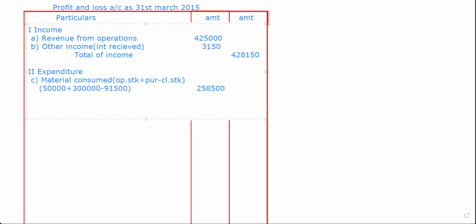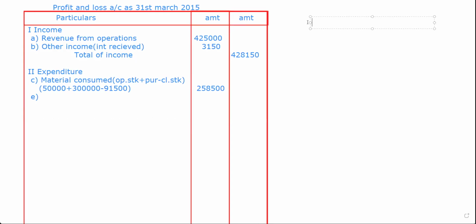Now, once I'm done with this, next after C is D, which we will postpone a little bit. We'll go with E. E is nothing but employee benefit. In this employee benefit, I have been provided with three items: wages, salaries, and bonus. He has also given me information about other expenses. So that's the reason I'm going with my working part here, the working notes. First I'm relating it with my employee benefit.